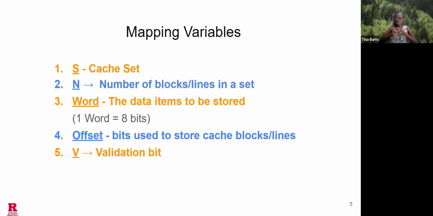Now, the validation bit, it was said in one of the tools that I posted. It's just a way to determine whether the information that you're accessing from the cache is valid. Is it data that you need to be accessing, or is it something else that you don't really want to pull from memory?